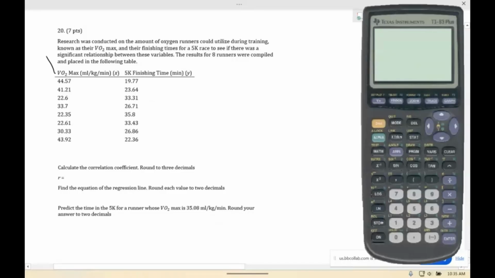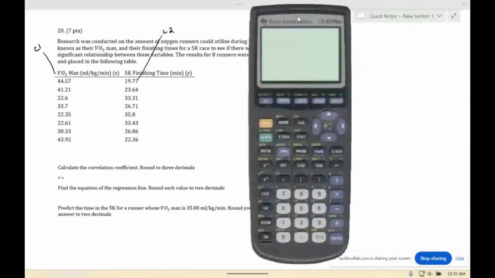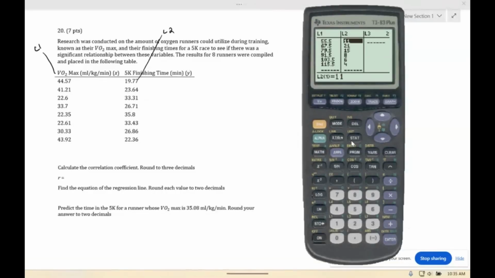So what we're going to do is enter the oxygen level in as list 1. We're going to put in the finishing time as list 2. We're going to calculate the correlation coefficient, the regression line, and also predict the time for an oxygen level of 35.08. So the first thing I'm going to do is put the data into the calculator. So again, stat, edit. I'm going to clear out the 2 lists. And I'm going to put in the data.